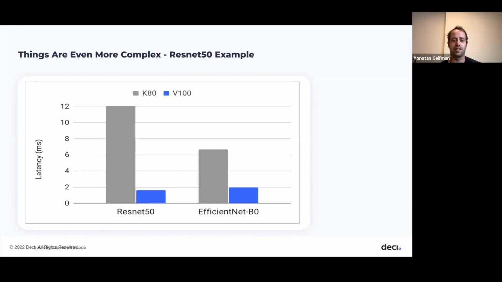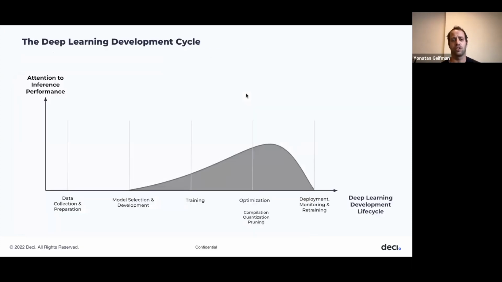So that's a question: how can we know which model to take? And the answer is we need to measure on the target hardware in order to understand how the model will behave in terms of latency or performance on that hardware. And by the way, ResNet 50 and EfficientNet B0 have quite similar accuracy on ImageNet.